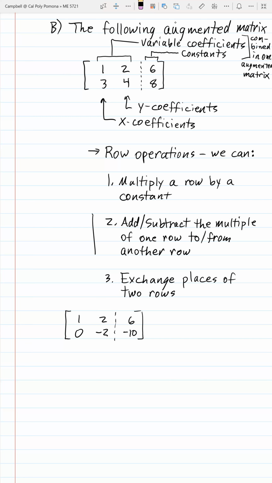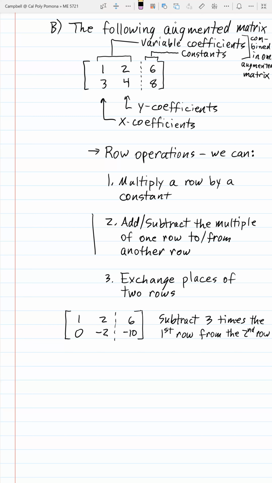So we can then see that I've managed to get this first entry in the second row to be 0. And I did that simply by subtracting. So here we'll just write subtract 3 times the first row from the second row. And so that's what we end up with.